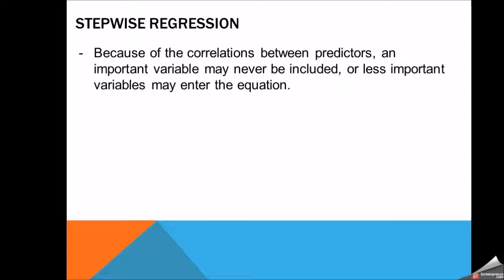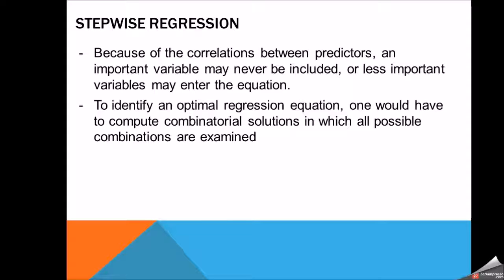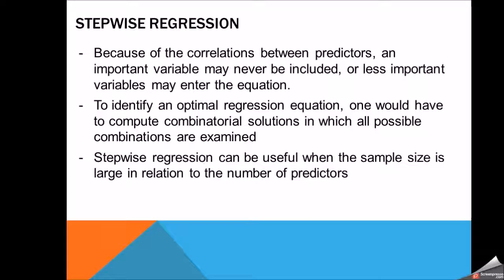So the stepwise procedures do not result in a regression equation that is optimal in the sense of producing the largest R-square for a given number of predictors. Because of the correlation between predictors, unimportant variables may be included, or less important variables may enter the equation. So to identify an optimal regression equation, one would have to compute combinatorial solutions in which all possible combinations are examined. But stepwise regression can be useful when the sample size is large in relation to the number of predictors.